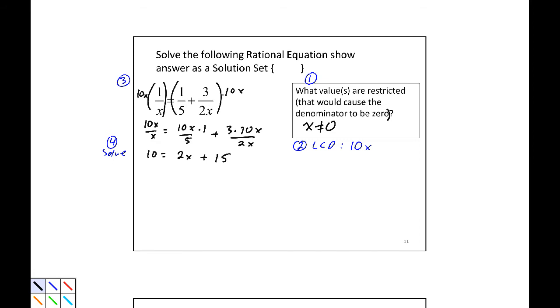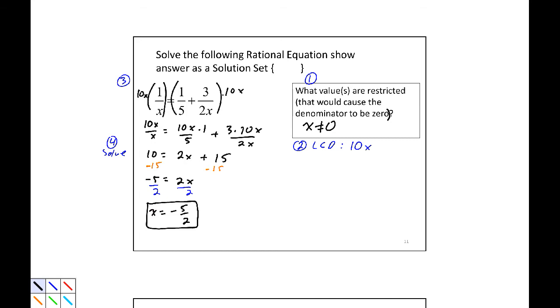Now we'll solve this. We'll subtract 15 from both sides. So we have negative 5 equals 2x, dividing by 2, x equals negative 5 over 2. Now, because that value is not one of the restricted values, this is good. Now, you can always still check.